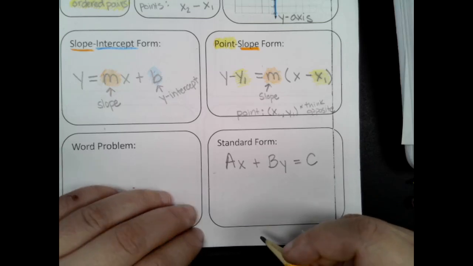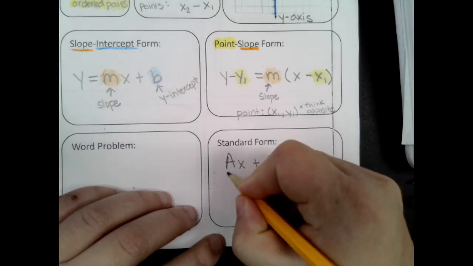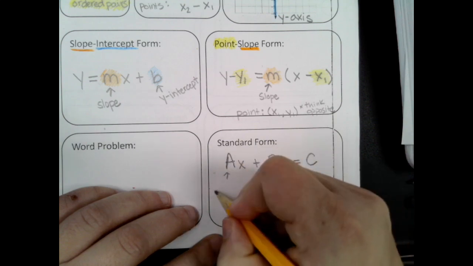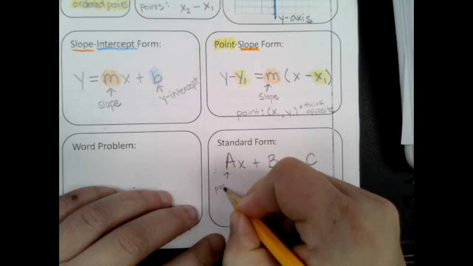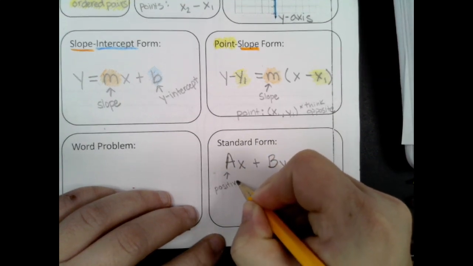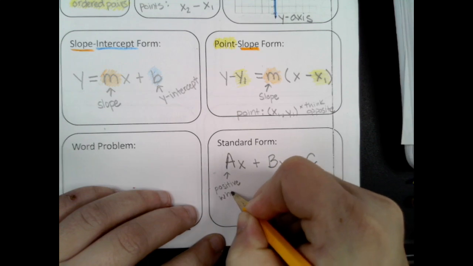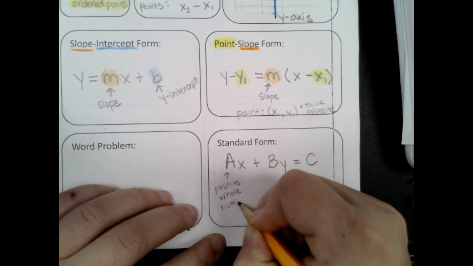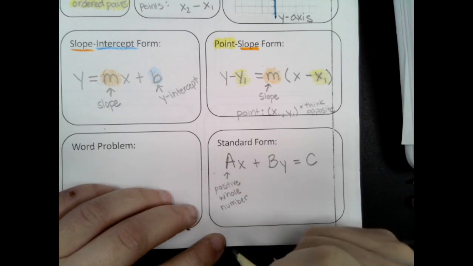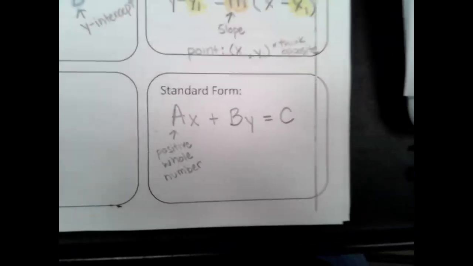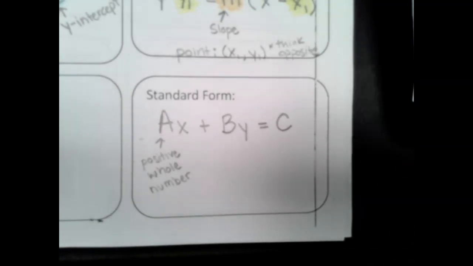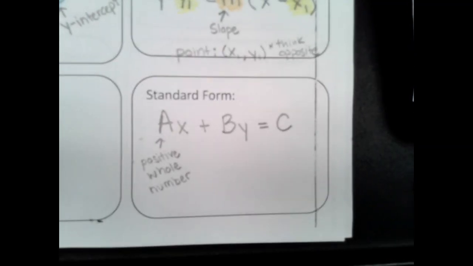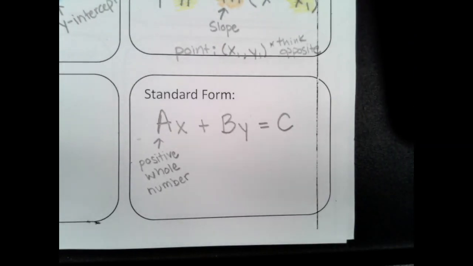Okay, and there's a couple special rules for standard form that make it more complex. A has to be a positive whole number. So no negatives for A. We're going to put a number there, and it has to be a positive number, and it has to be a whole number. No fraction, no decimal.